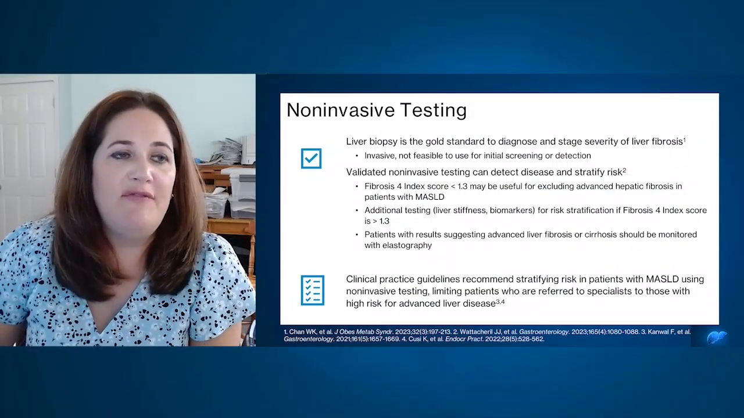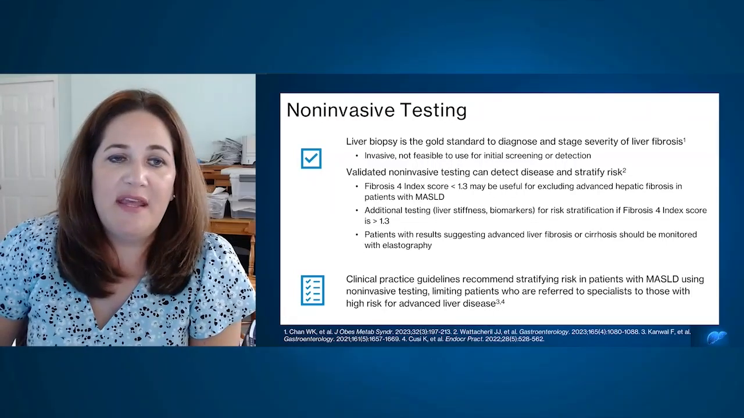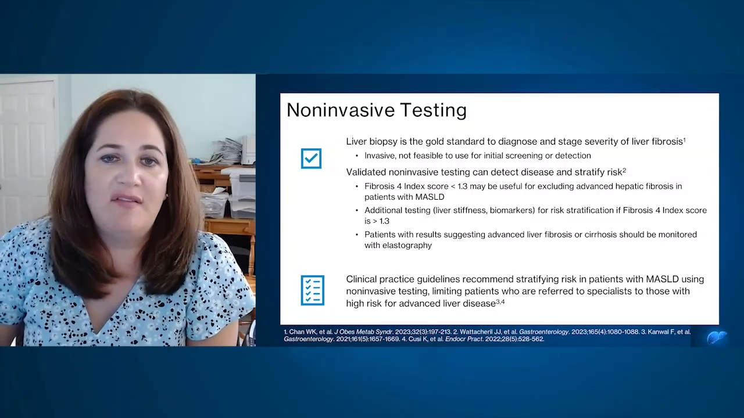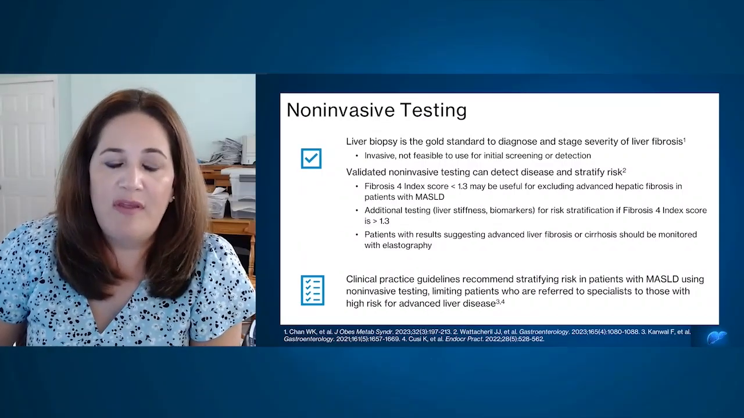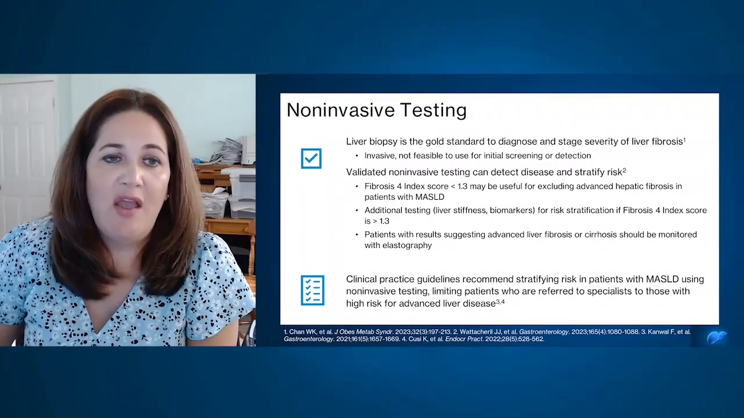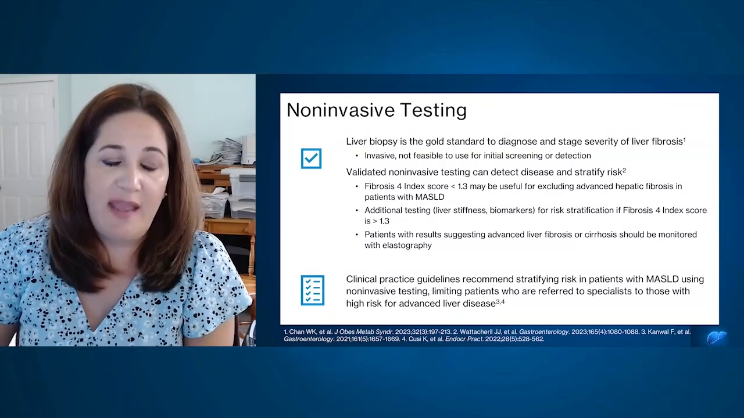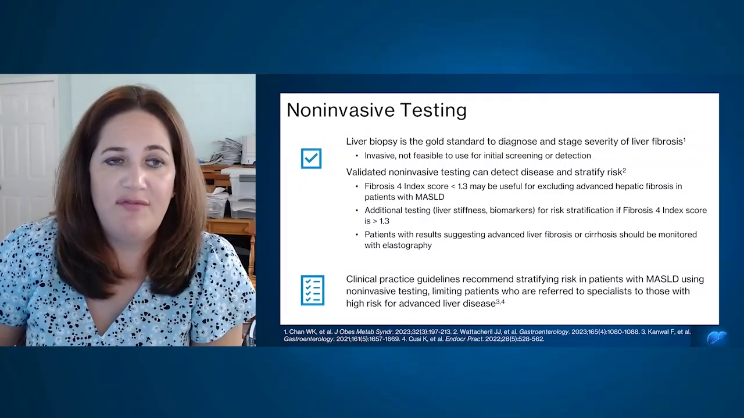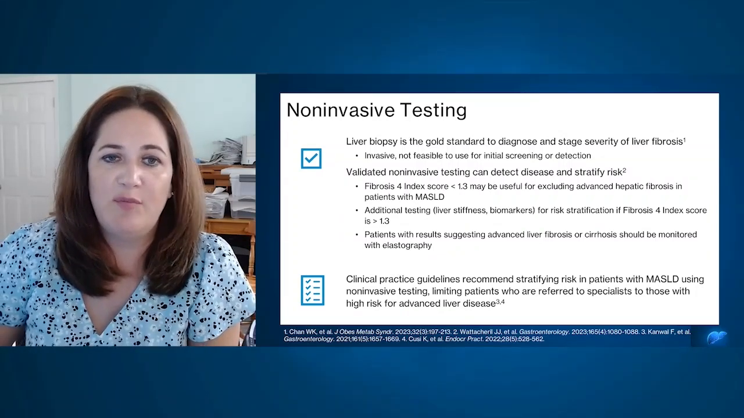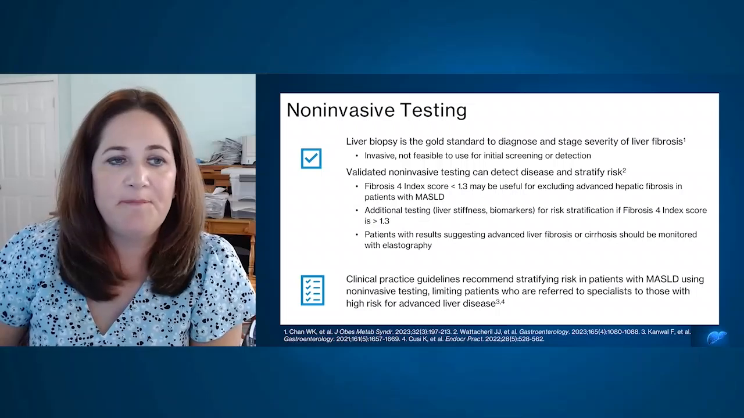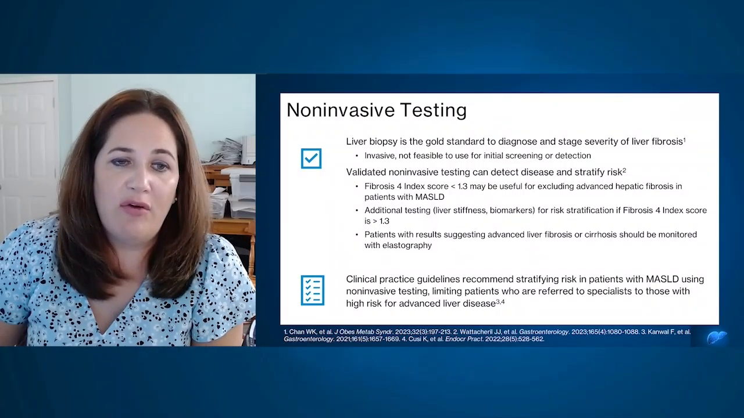There's a few non-invasive testing approaches that are out there. However, liver biopsy is the gold standard to diagnose and stage severity of liver fibrosis. But speaking as someone from that specialty in hepatology, we do not really do a liver biopsy in these cases of MASH or MASLD to figure out if they have fatty liver disease. Usually the liver biopsy is preserved for other circumstances. We do have non-invasive testing, and we're going to go through a couple of those.